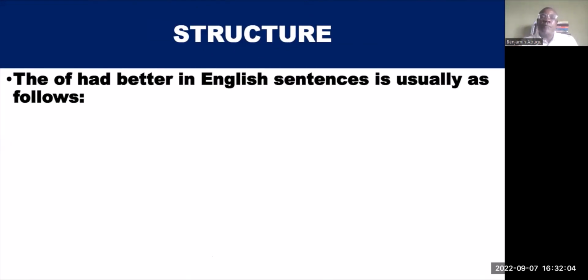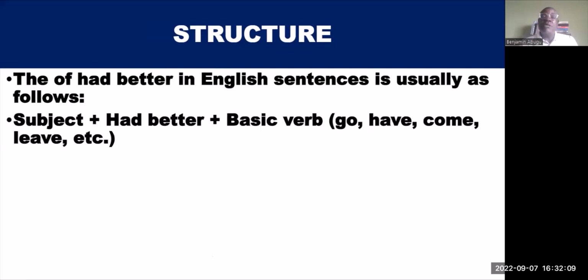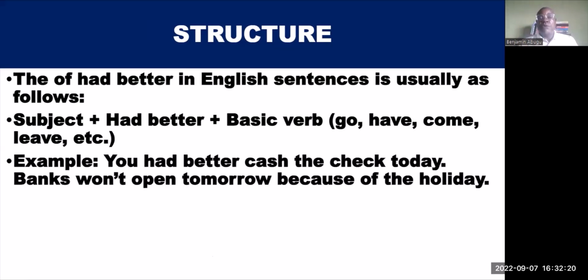Now, the structure of had better in English sentences is usually as follows. You have subject plus had better plus basic verb such as go, have, come, live, be, and so on. Example, you had better cash the check today. Banks won't open tomorrow because of the holiday. Now, in that sentence, you is the subject. Then you have had better. Then you have cash, which is the basic verb. And then the rest will be the predicate, okay?